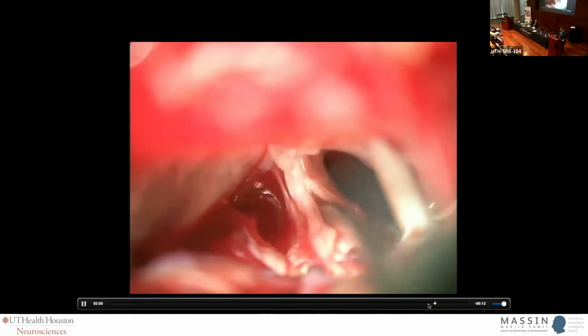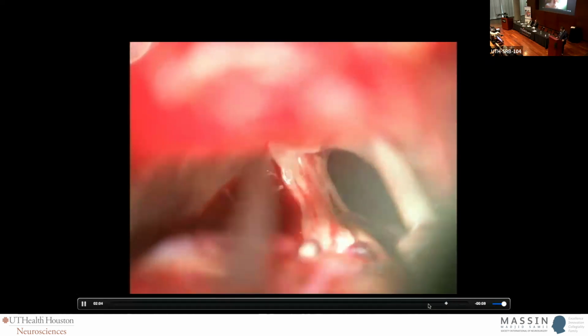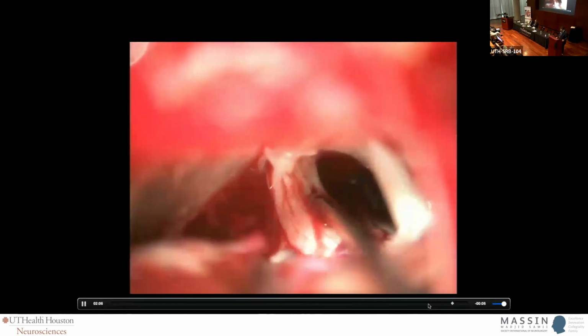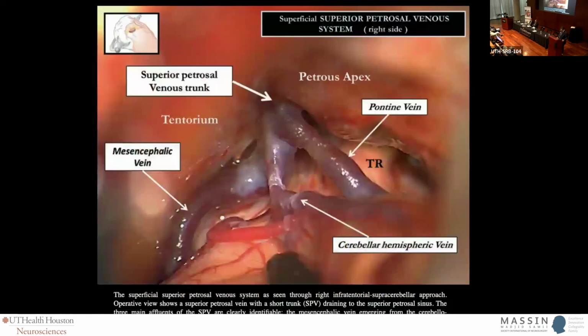Well, the evolution of the patient was very good, with complete relief of the pain and also very mild facial hypoesthesia. Here you can see the superior petrosal venous trunk, mesencephalic vein, cerebellar inferior vein, and pontine vein.